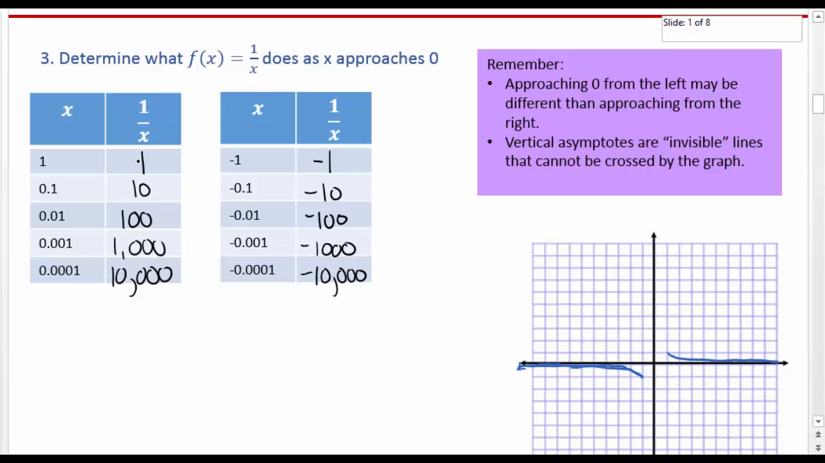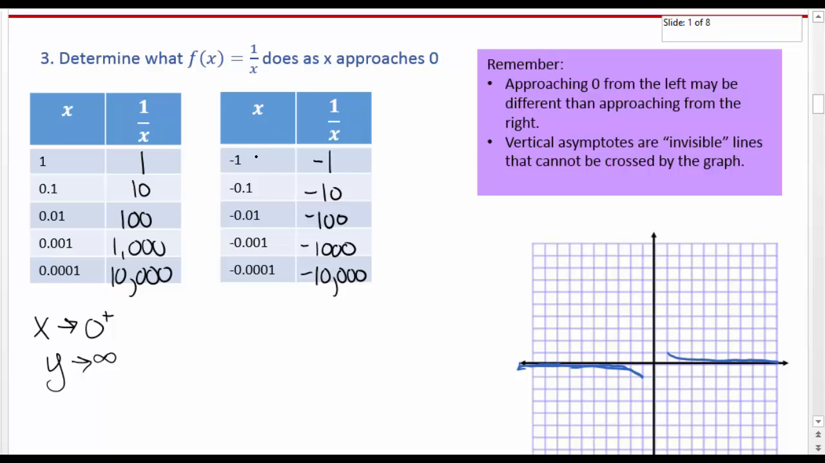So again, just to look at what's happening, as x gets closer and closer to 0 here, the y value is getting larger and larger. So this is going to actually end up approaching infinity. This is from the right, so we would say as x approaches 0, and to denote that it's from the right, we're going to put a little plus sign. As x approaches 0 from the right, y is going to go to infinity.